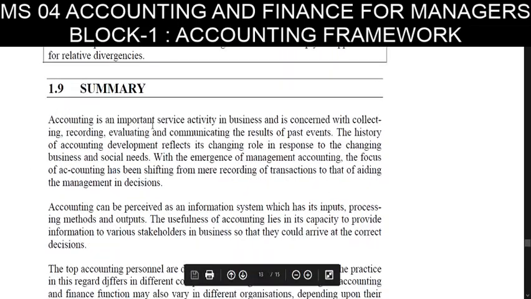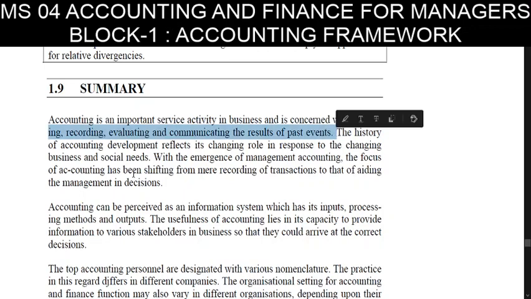Okay, now finally we have reached the summary. Okay, accounting is an important service activity in business and is concerned with collecting, recording, evaluating and communicating the results of the past events. You have to use these words exactly in your answers: collecting, recording, evaluating and communicating, reporting the results of the past events.